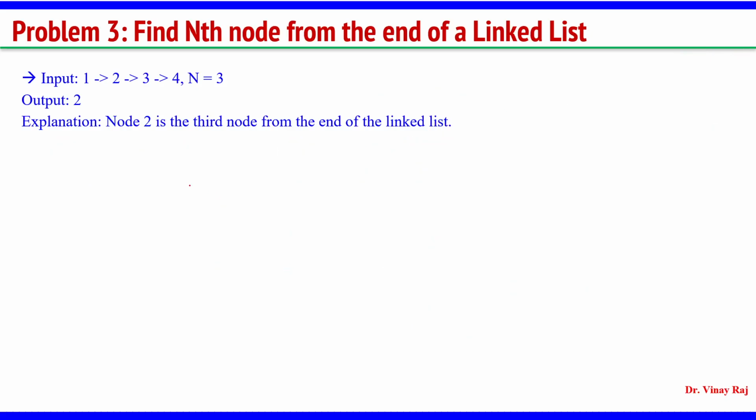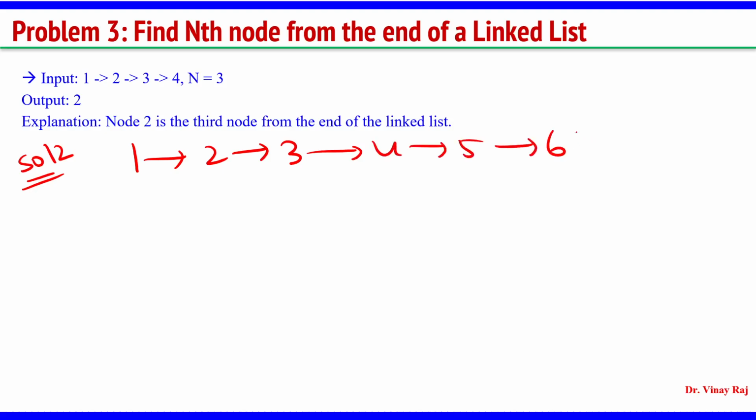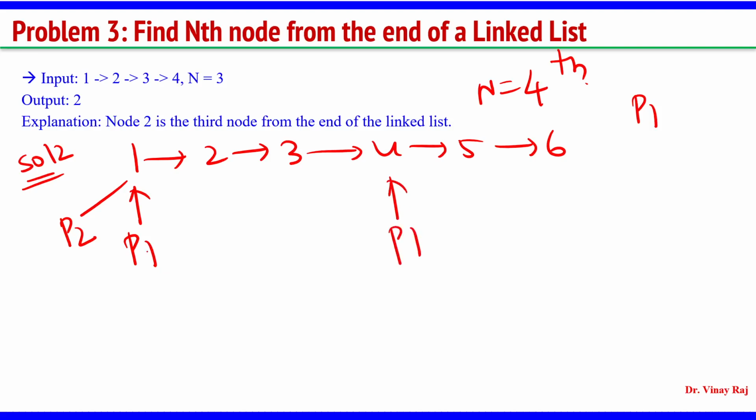Okay, I will repeat the solution once again. Solution 2: you have a list like this, only 6 elements. You want to know the third last element, or let us say the fourth last element. So move the pointer P1 4 steps forward. P1 is here and P2 is here; again, you can call them fast and slow pointers. Move the fast pointer 4 steps ahead. Just move this 4 times.